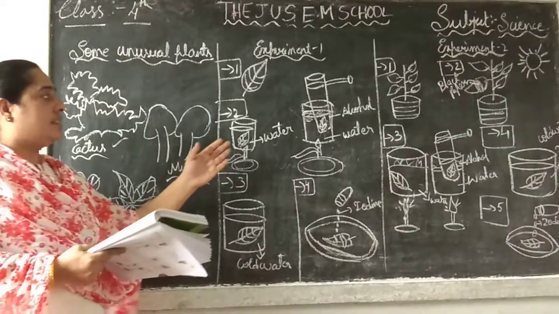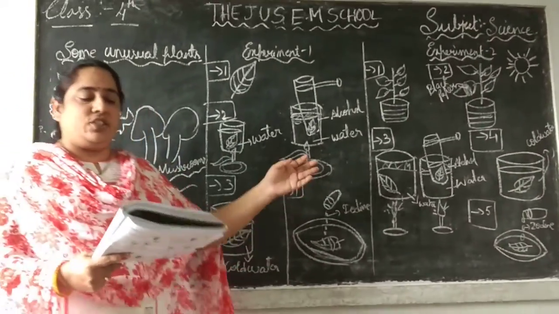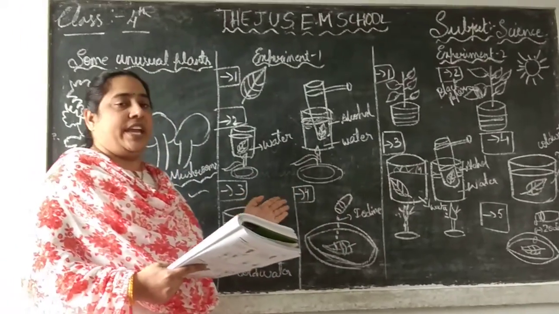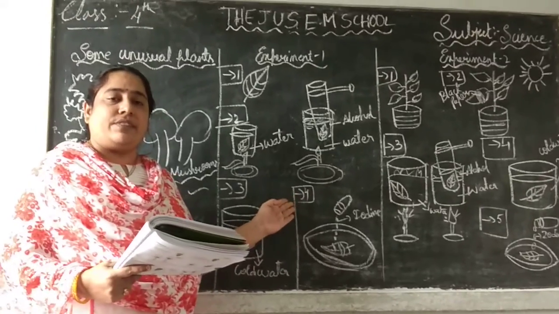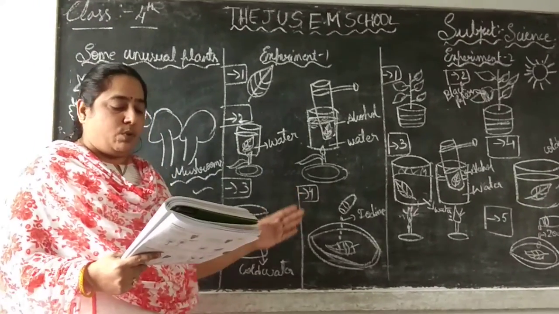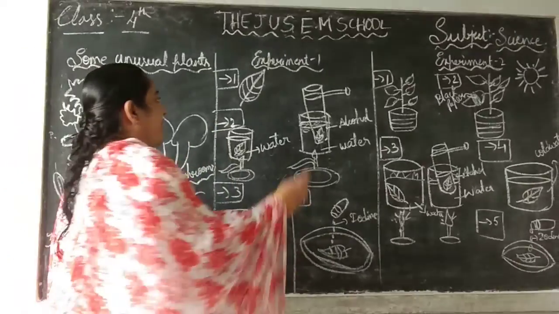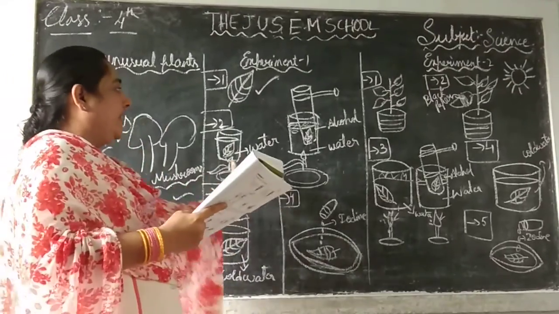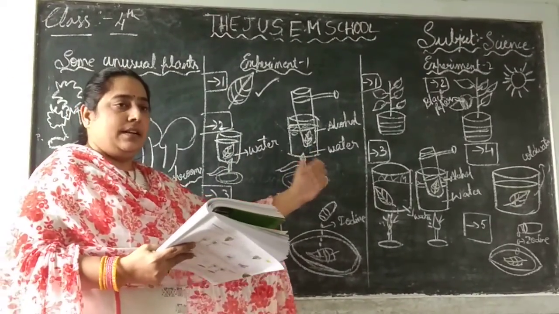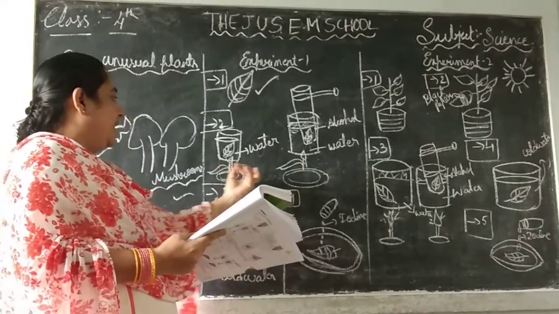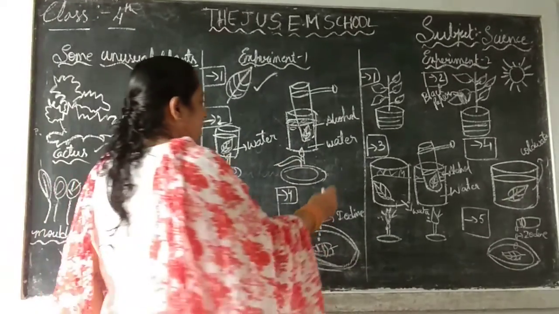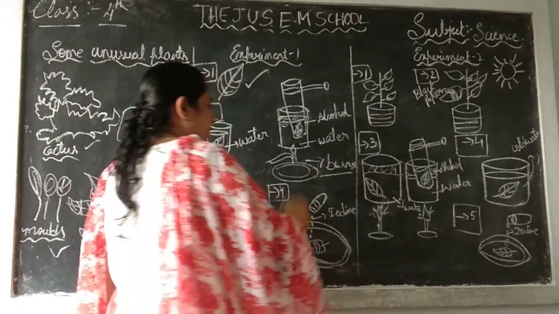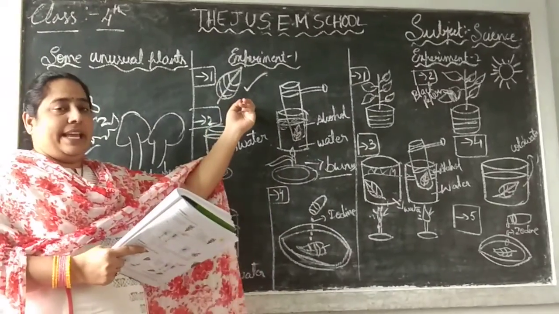So we'll see the first experiment. See the experiment, children. Does a green leaf have starch? This is the experiment showing whether the green leaf contains starch or not. First, what we have to do? Pick a leaf. Take two beakers and keep the burners under the beakers. Pick a green leaf.